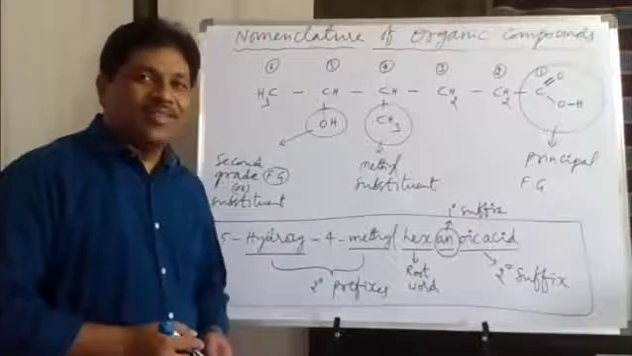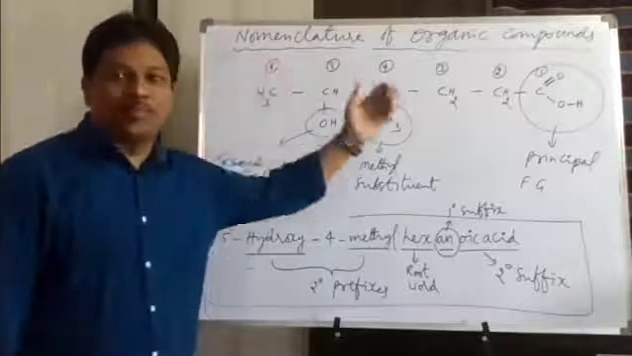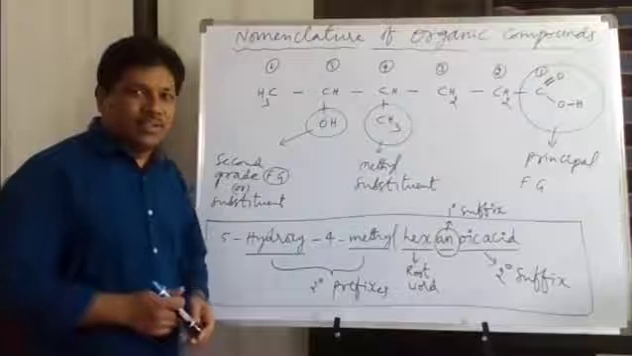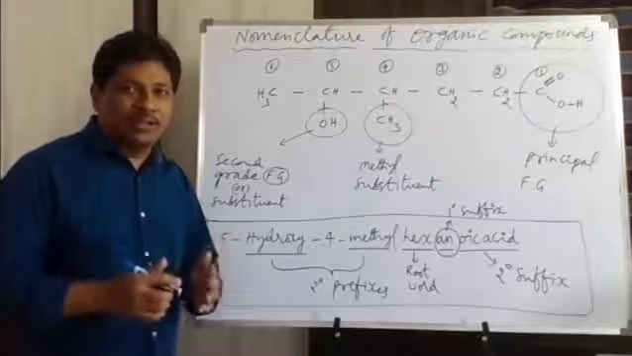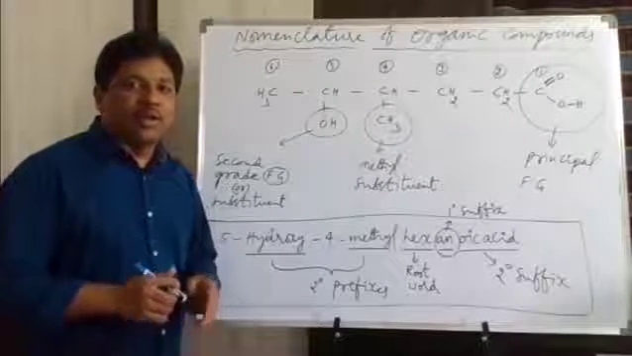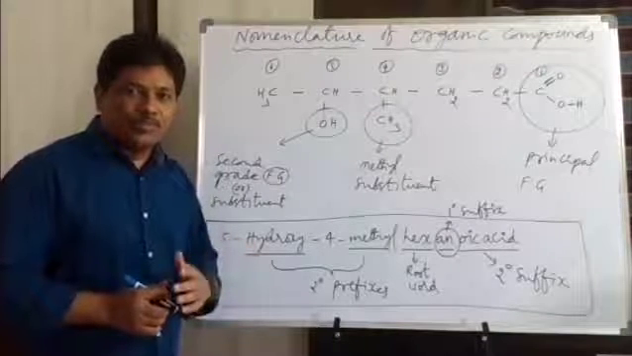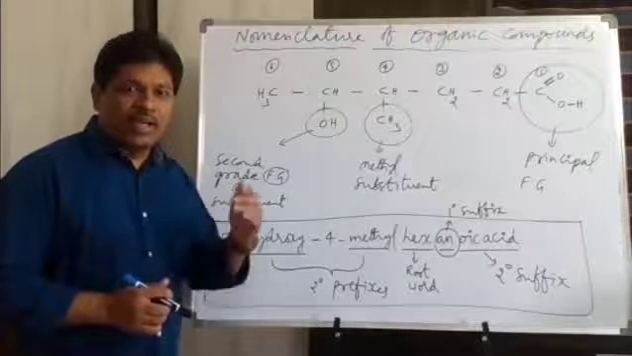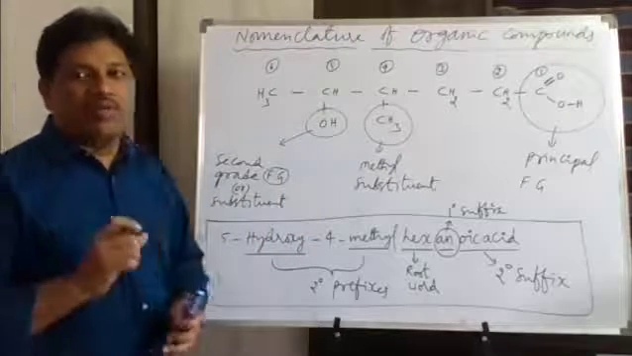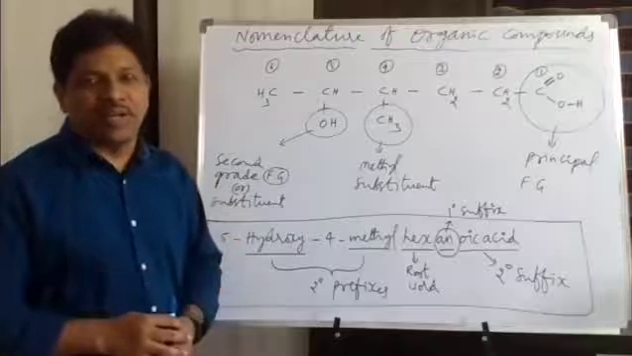Hello everyone. Today we are going to discuss nomenclature of organic compounds, part 2. In the previous session we discussed the main parts of the IUPAC name of an organic compound. Every IUPAC name mainly contains three parts: root word, suffix and prefix. The root word represents the number of carbon atoms present in the given parent chain.